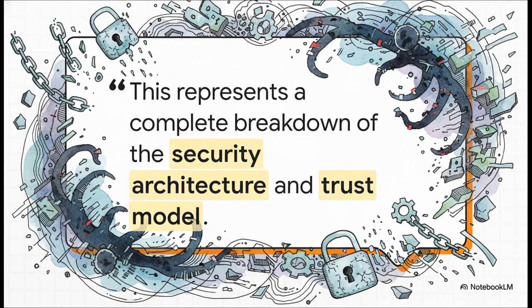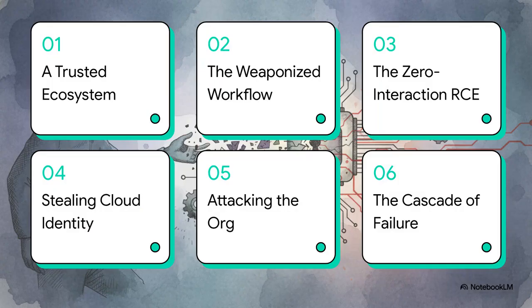This single sentence from a vulnerability report just says it all, doesn't it? It perfectly captures the severity of what we're about to explore. It's not just about one bug, it's about the entire foundation of trust just crumbling. So let's trace exactly how that happens. We're going to follow the logical path of this attack, just like a line of falling dominoes.